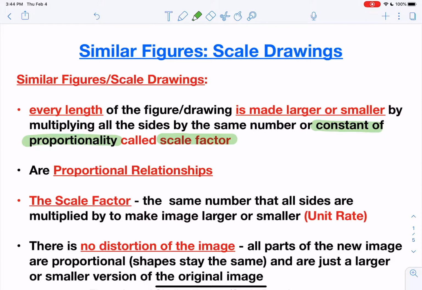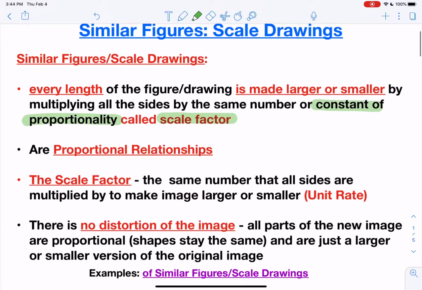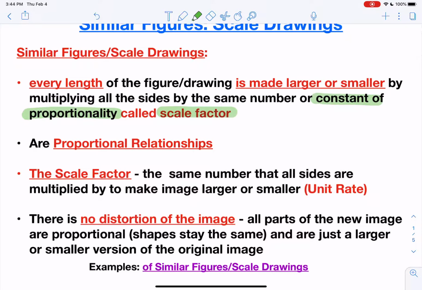And when we say every length of the drawing is made larger or smaller, think of a copy machine. On a copy machine, you can blow up a picture to make it bigger, or you can shrink a picture to make it smaller. So that's what we're looking at. Images that have been made bigger or made smaller, but the shape doesn't change, right? Of course, if it has a constant proportionality or scale factor, unit rate, then it is proportional, okay?